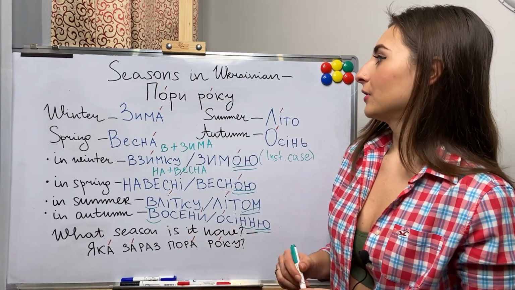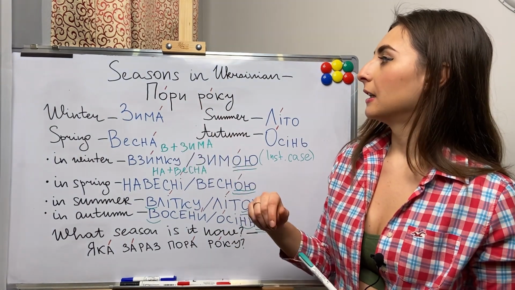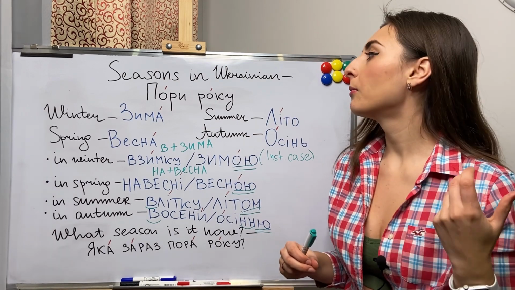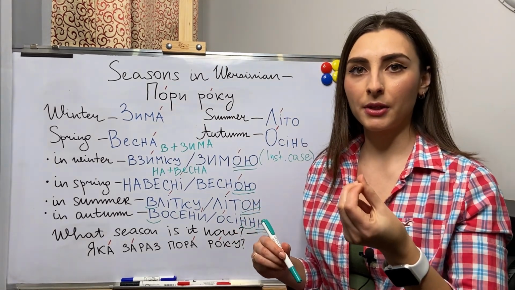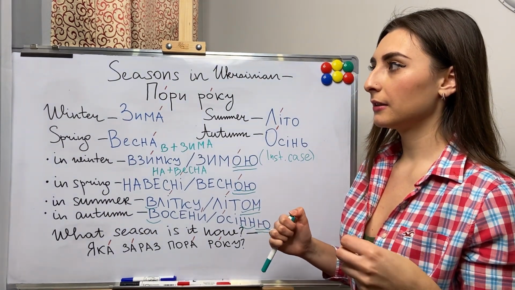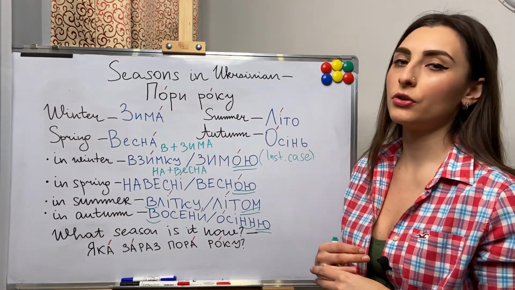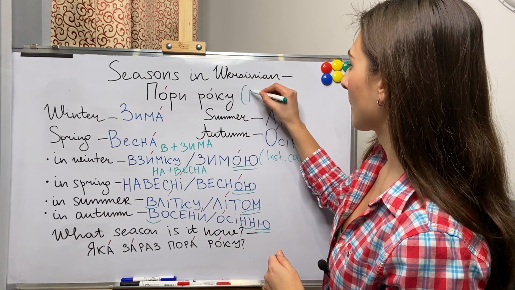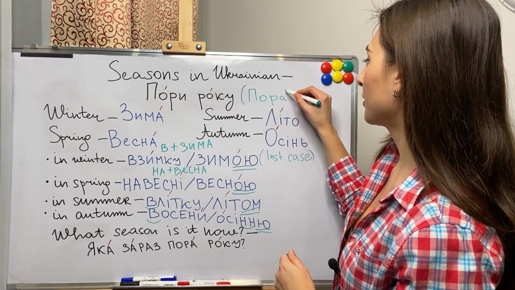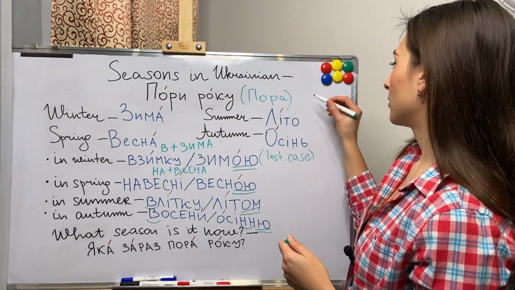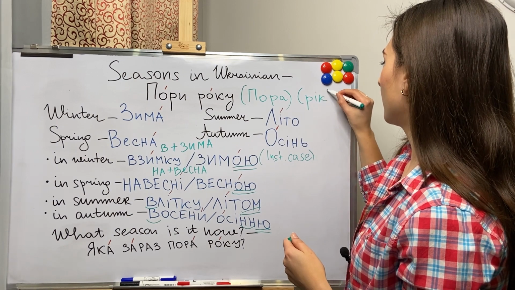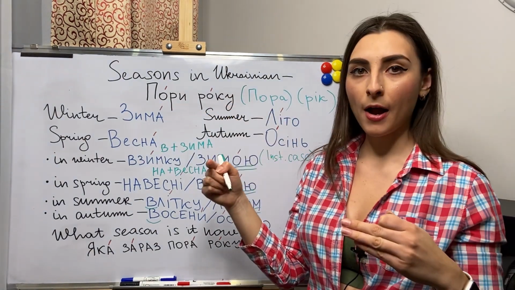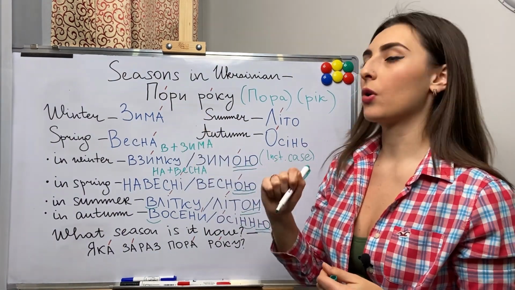Яка зараз пора року? So, first of all, пори року, these two words mean seasons in Ukrainian. And we have here the plural form, пори, seasons, in the nominative case. But when you need to know the original gender of the word, you have to use it in the singular form. So the word пора means season. Року means year, the word рік means year. Literally it sounds like season of the year. So пора року means season of the year, and пори року means seasons of the year.